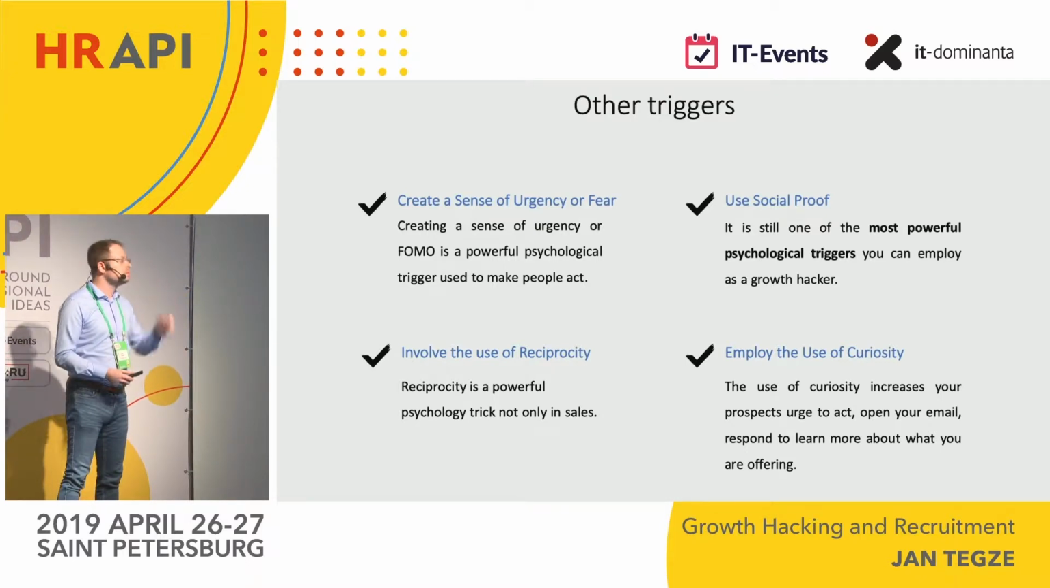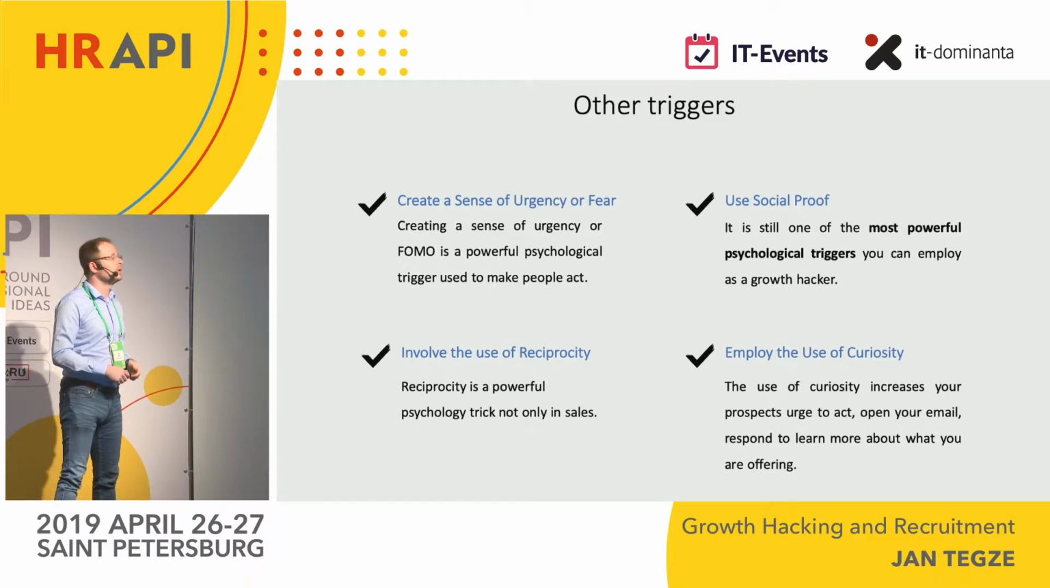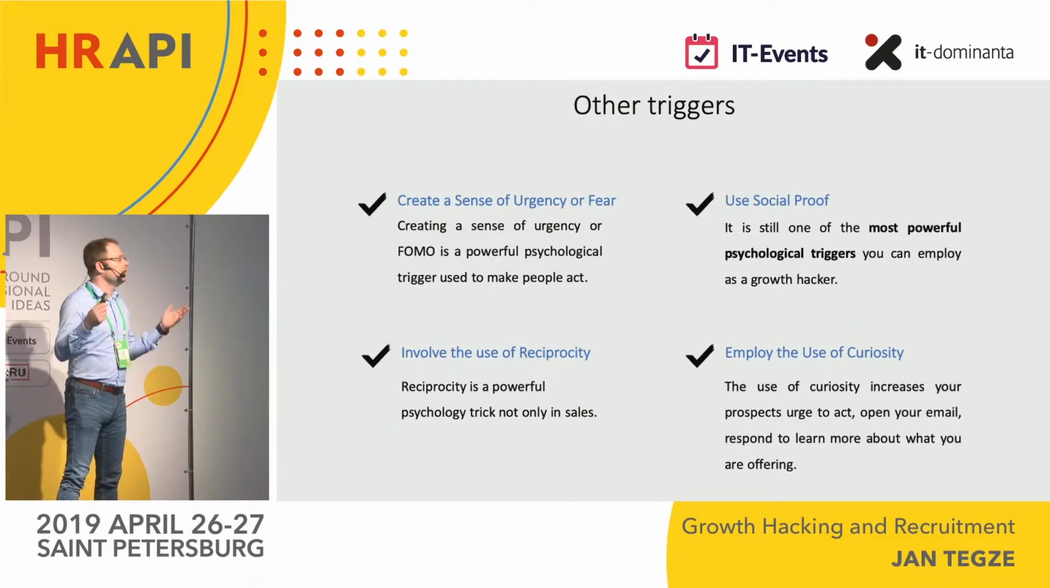There are other triggers that you can use: create a sense of urgency and fear. It's called FOMO. That's one of the triggers that works very well. It's like, just download it, I will be removing it tomorrow. People will be forced to do it right now because they believe you're going to remove it tomorrow. Or if it's something like, you have 1 week to download it, then it will be gone.